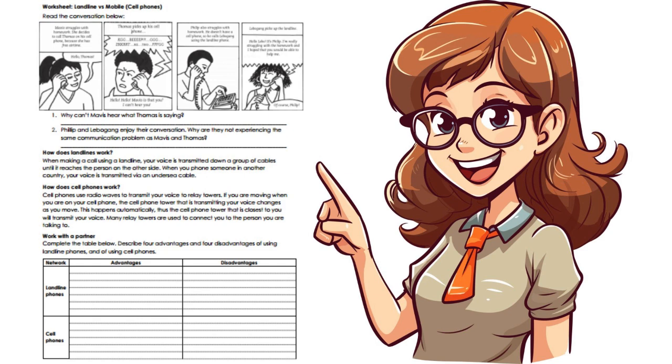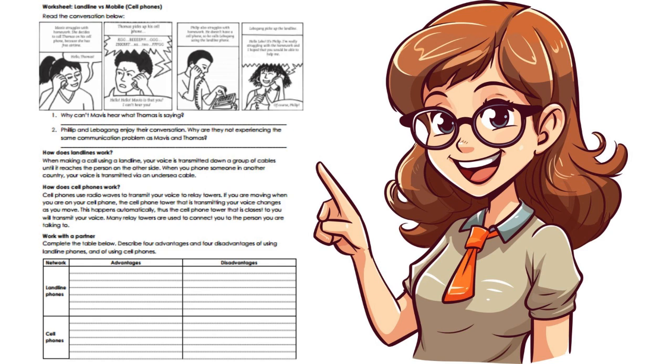How do landlines work? When making a call using a landline, your voice is transmitted down a group of cables until it reaches the person on the other side. When you phone someone in another country, your voice is transmitted via an undersea cable.